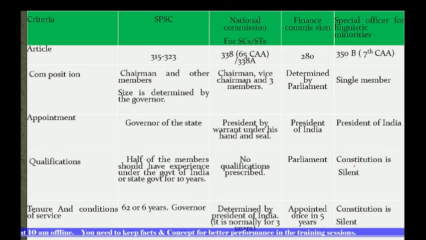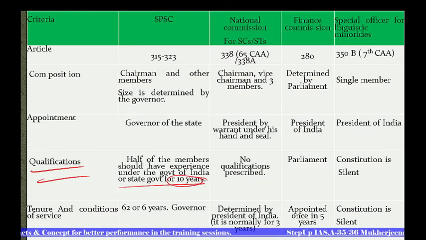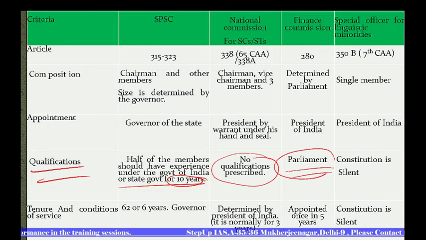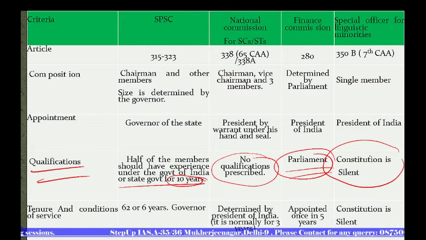Everything has been mentioned in this chart. Now, qualifications. For the State Public Service Commission, half of the members should have experience under the Government of India, the same as UPSC has. For the National Commission for SCs and National Commission for STs, no such qualifications have been prescribed. For the Finance Commission, Parliament will prescribe the qualification. And the Constitution is silent on the Special Officer for Linguistic Minorities.